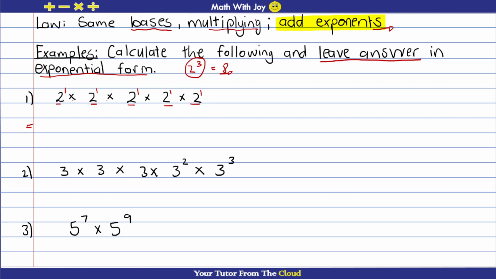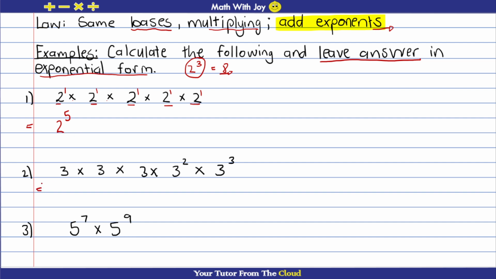So the law says that since the bases are the same and they are multiplying, you just have to add all these exponents together. So you have 1 plus 1 plus 1 plus 1 plus 1. So we'll be adding 1, 2, 3, 4, 5 ones. So that's going to become a base of 2 to the power of 5. And that's how you apply this law.